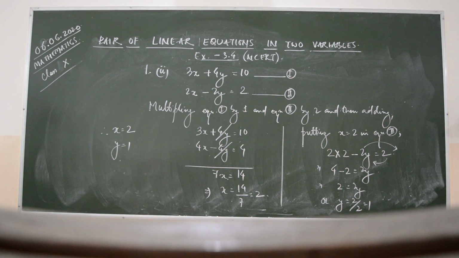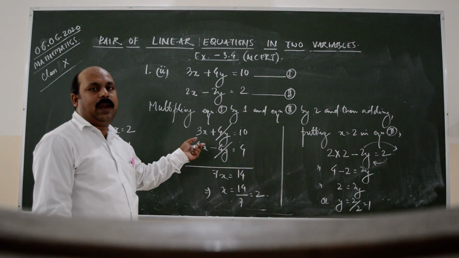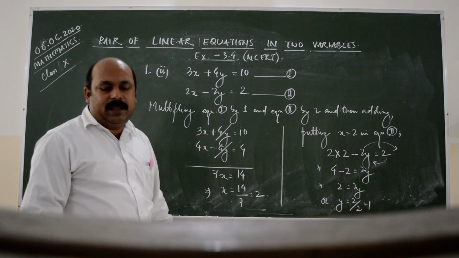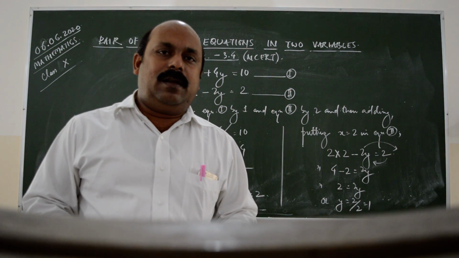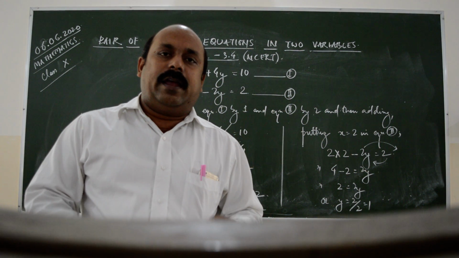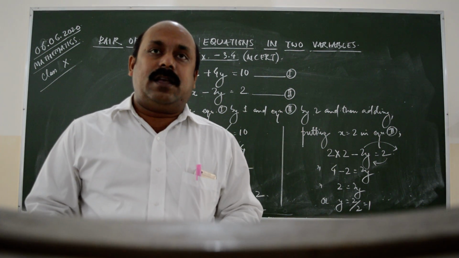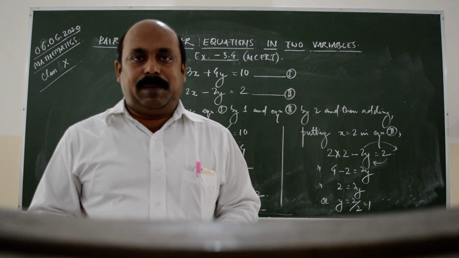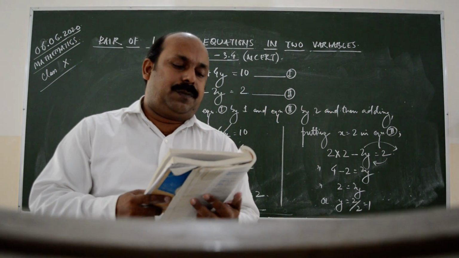So this method is the most widely used method. It is known as the elimination method by equating the coefficients. In this particular exercise, there are two types of questions given. One is in which the equations are given directly, and the second is you have to frame the equation first and then solve it by elimination method. So let us solve one question from question number 2.